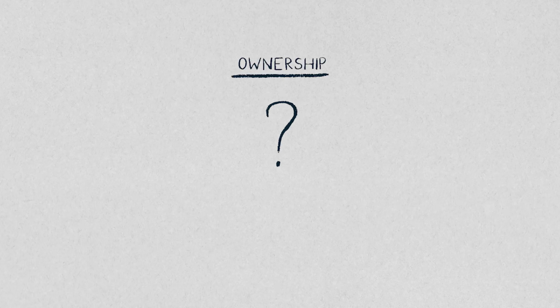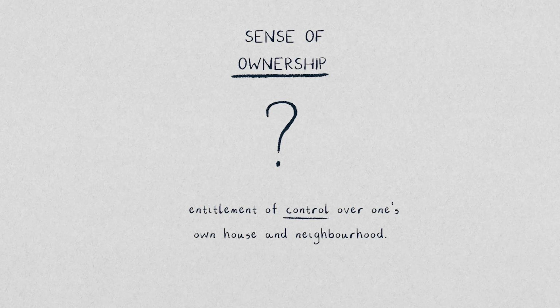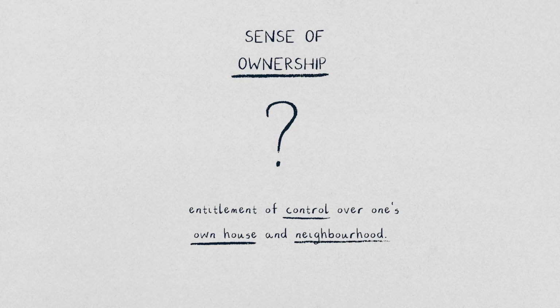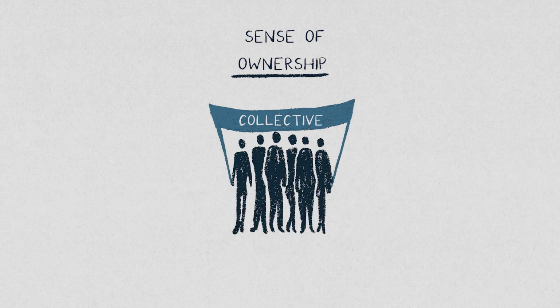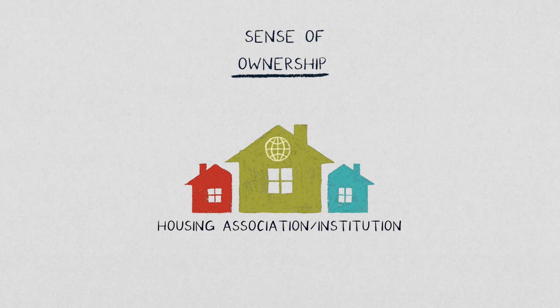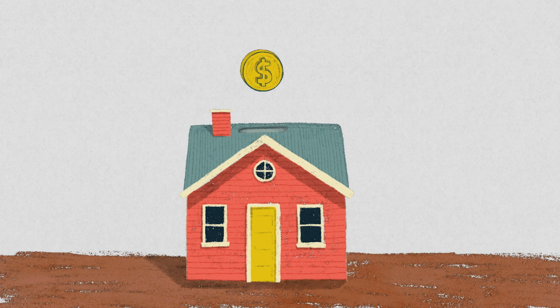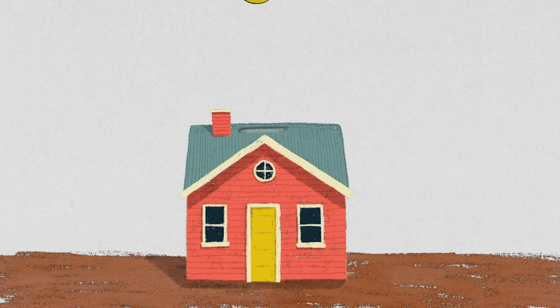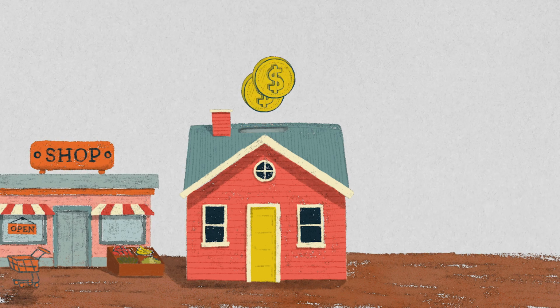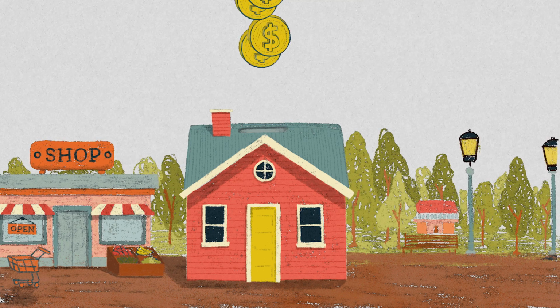An important aspect is the question of ownership, or sense of ownership, and the entitlement of control over one's own house and neighborhood. It is individual, collective among neighbors, or external by a housing association or institution. Each system has its benefits and repercussions. Besides a place to live, a house often also is a financial vehicle for economic improvement over time. Its financial value in a market economy may depend on size and location, meaning that it increases when it is enlarged or when the neighborhood becomes more attractive to people.